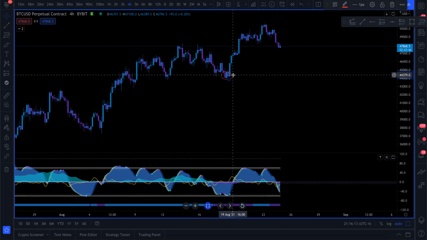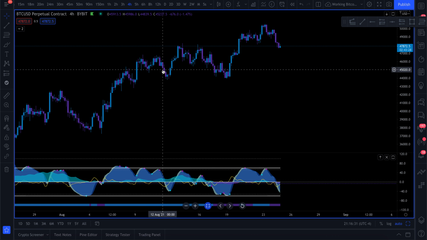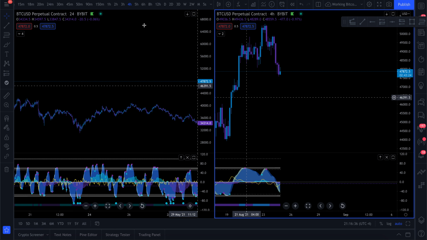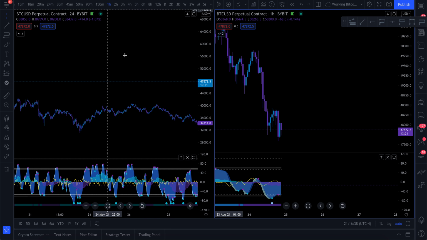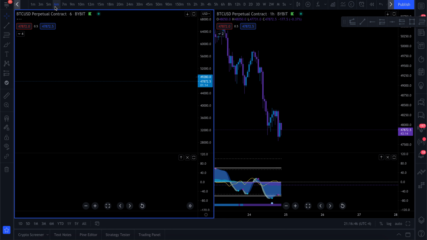So this next strategy is actually called the hidden regular strategy. This is really going to help you find those pumps. And actually, guys, I'm going to have to split this video up into multiple sections, so I'll deal with these things in a separate video. But the second strategy is called the hidden regular strategy. What this basically is, guys, is you're going to split up your screen again. On one side, you're going to put on the 1 hour time frame, and on the second side, you're going to put on the 6 minute time frame. Okay?